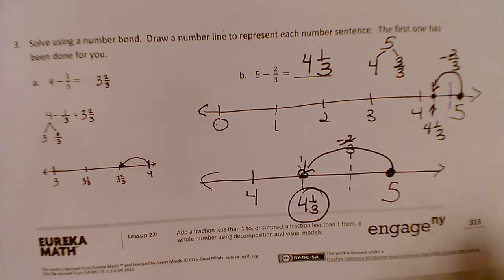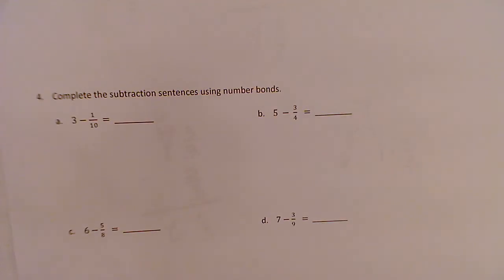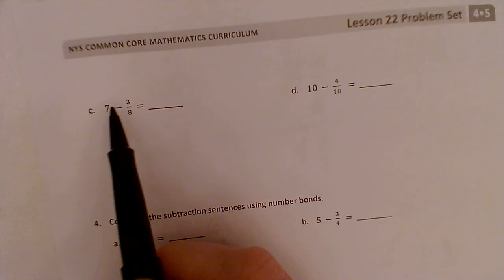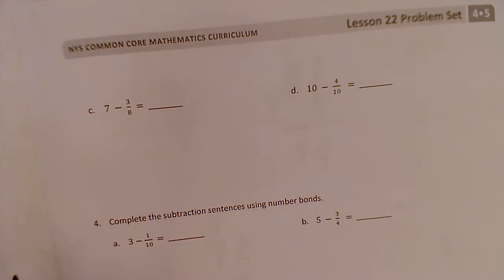Okay, I'm going to do one more of these with you. And then you guys will try one of these on your own, and then you're going to do a lot of work in number 4 on your own. Okay, so for this one, we have 7 minus 3/8.